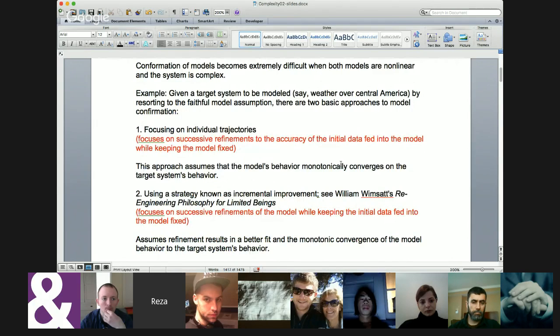Moreover, faithfulness problems, this idea that your model corresponds to your target system, epistemic states to ontic states, for nonlinear mathematical models are problematic for standard approaches to confirming such models. We typically rely on the faithfulness of our mathematical models for confirmation or verification of their efficacy in capturing behavior of target systems. But when the models are nonlinear and the target system is complex, faithfulness turns out to be inadequate for these standard confirmation practices.